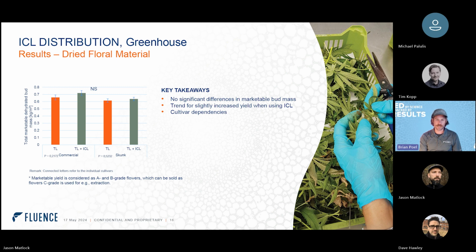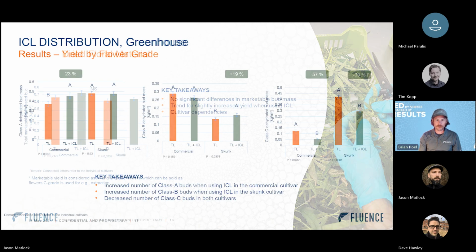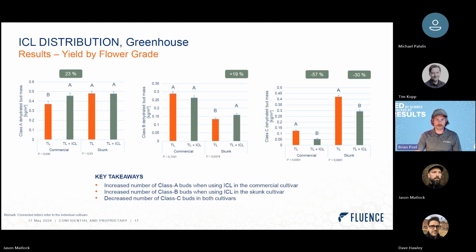But when we look at breaking it down by grade, so in this case, we've got our class A's, our class B's, and our C's and waste. And on each case, we've got 1 cultivar on the left and 1 on the right. So starting off looking at our A bud, we do see an increase when delivering light via ICL in the commercial cultivar for our A buds. When looking at our B buds for the skunk cultivar, we're also seeing an increase in B buds.